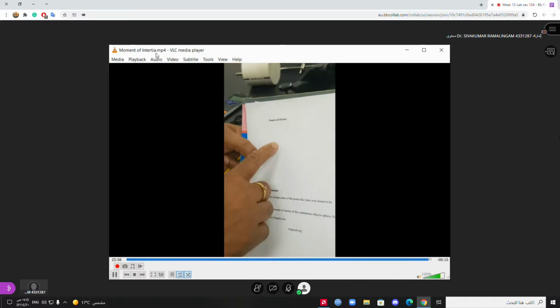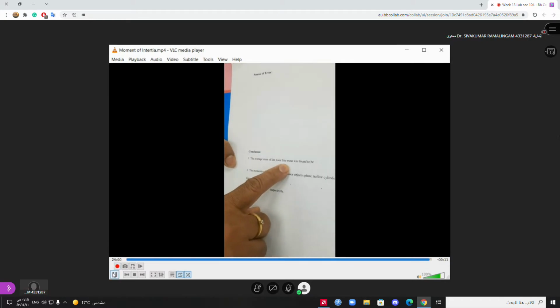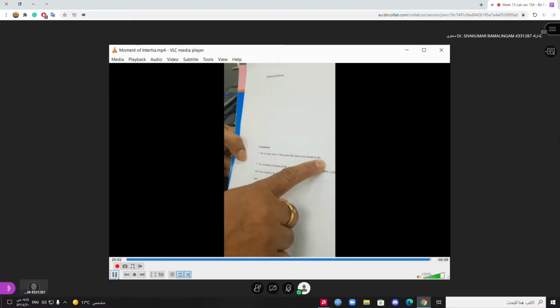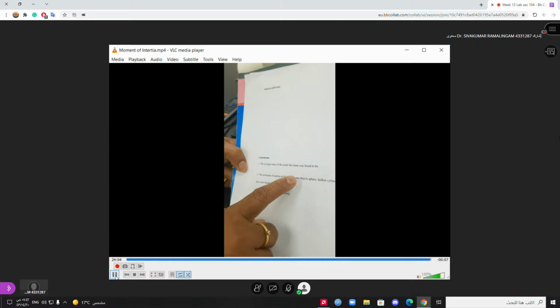And come to the conclusion. The sources of error. What are the major and minor sources of error? I will explain in detail in the regular class. And coming to the conclusion, the average mass of the point-like masses was found to be, what is the mass you got? You can write it here. And then you are comparing this. I will talk more about this in the specific lab sessions.